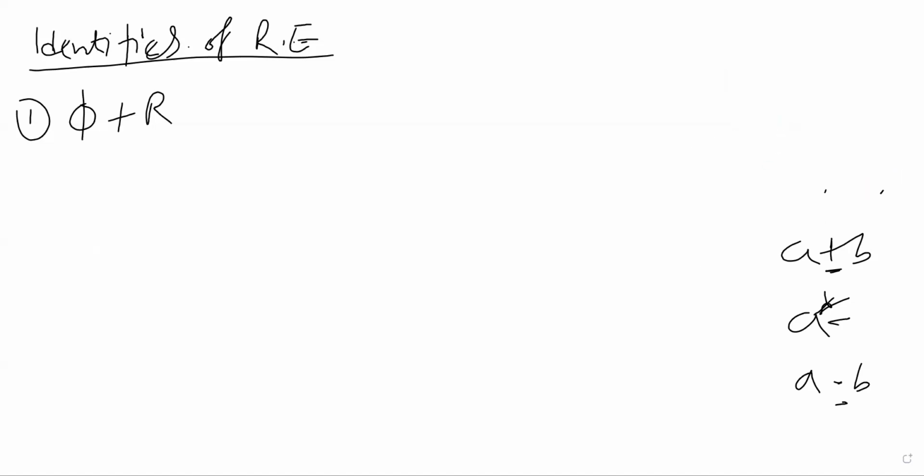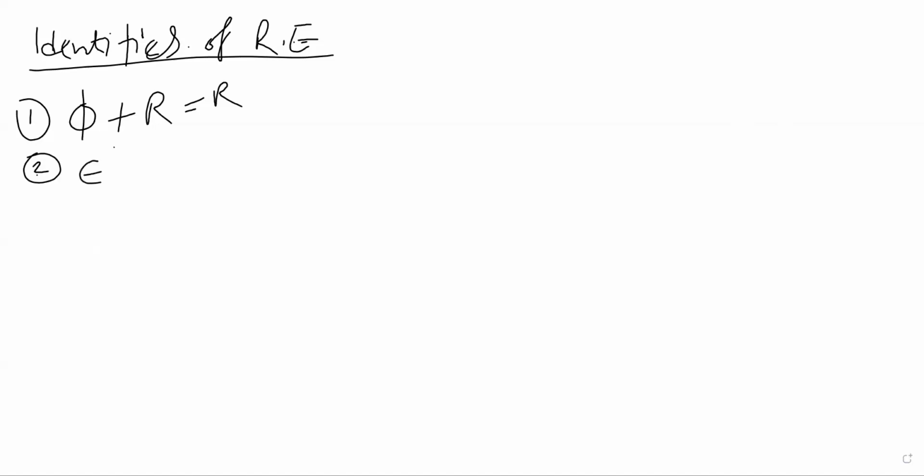Fine. So the first identity is: if we do the ORing with phi, then it will be R only. So phi plus R is R. If you do or with phi, meaning nothing, that will give the same language, the same regular expression. That is the first identity.